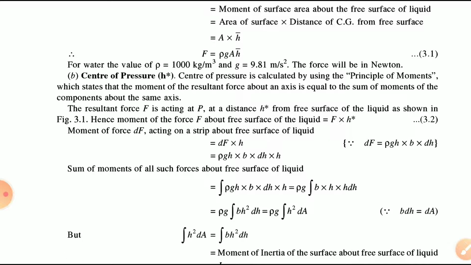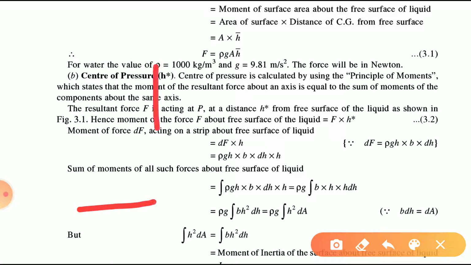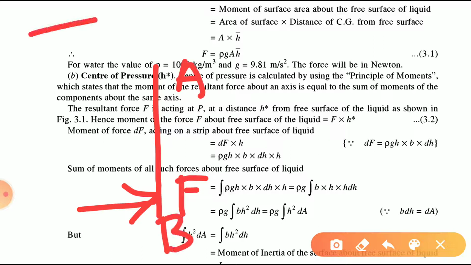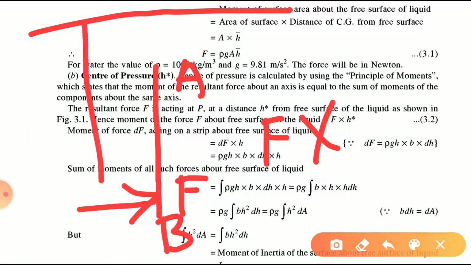So this principle is basically used here, which is known as the principle of moments. If we find the moment of this total force, which acts on a surface area, this is the vertical surface AB, and this is the free surface of the liquid. The moment of this force about the free surface of the liquid is equal to F multiplied by the distance, which we are finding here, S star.